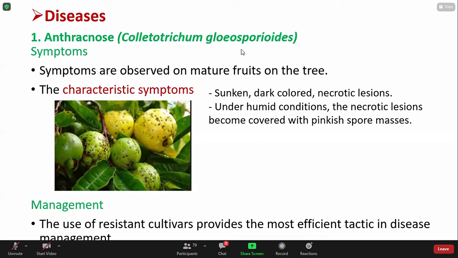The characteristic symptom is very important in the sense of identification of pest and diseases in your spot exam, right? The management practice is the use of resistant cultivars, which provides the most efficient tactic in disease management.